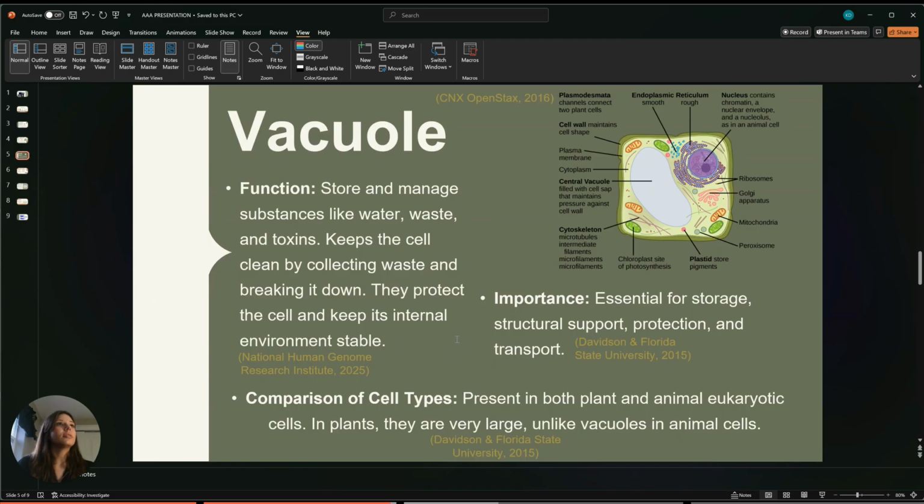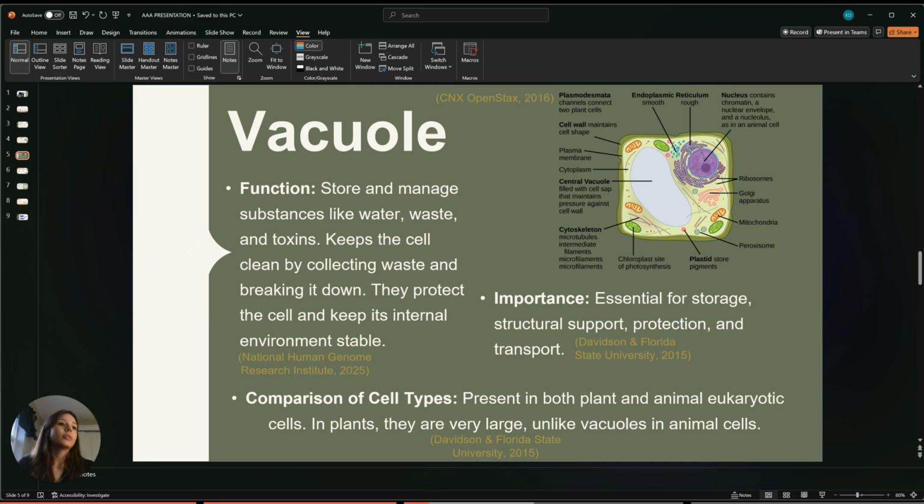Next up, vacuoles. Vacuoles store and manage substances like water, waste, toxins. They keep the cell clean by collecting waste and sometimes breaking it down, similar to lysosomes. They protect the cell and keep its internal environment stable.